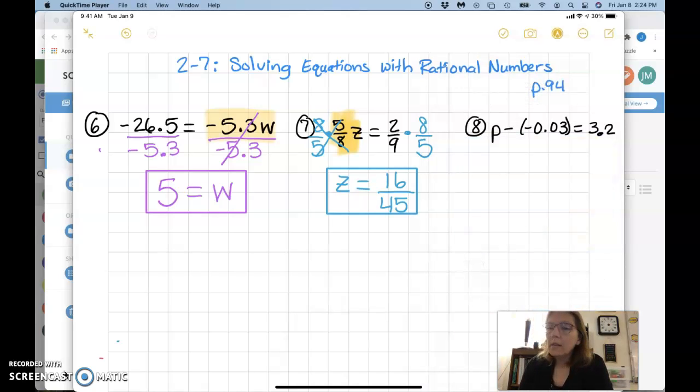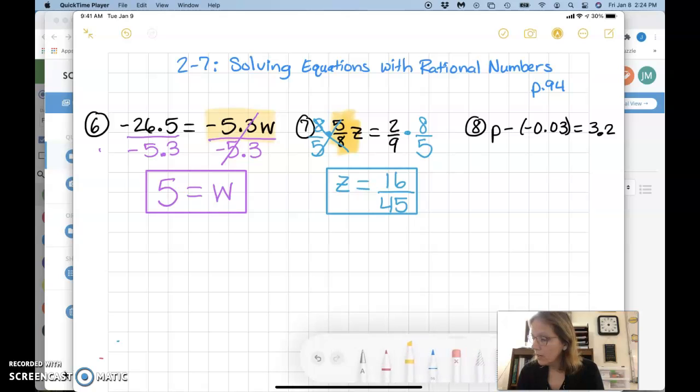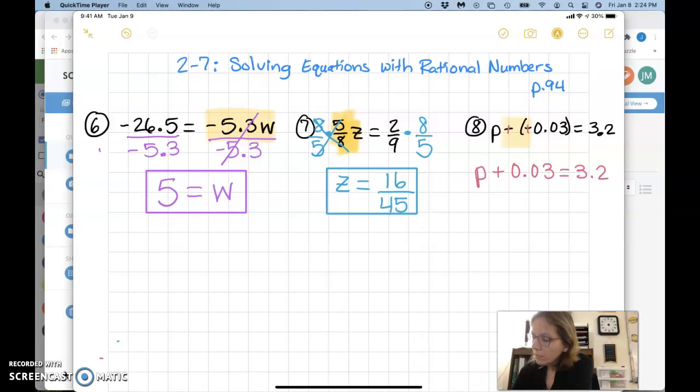So the first thing I noticed with this one is that I have 2 negatives right next to each other. So the first thing I have to do is take care of those 2 negatives. So I'm actually going to rewrite this equation, because when 2 negatives are next to each other, they do what? They turn positive. So I'm going to rewrite it so it's not so crazy. So those 2 negatives became a positive.